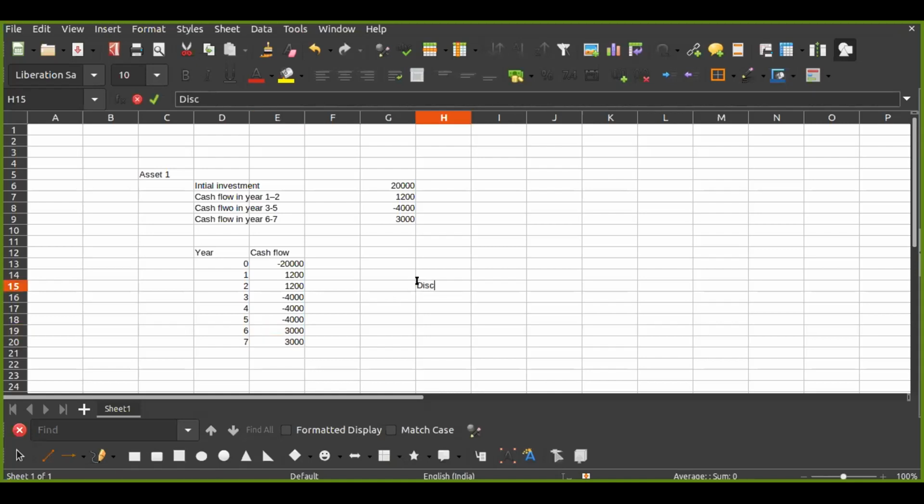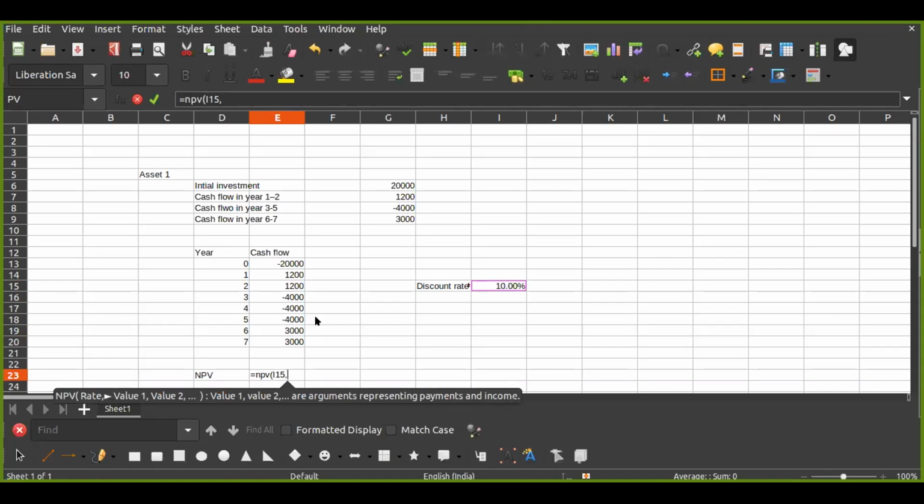So let's take a weighted average discount rate of 10%. Now the NPV for this investment will be, as your formula will be, NPV, and here the rate is nothing but the weighted average discount rate of 10%, and the values we need to calculate are from year 1 to 7, not including year 0, the initial investment.